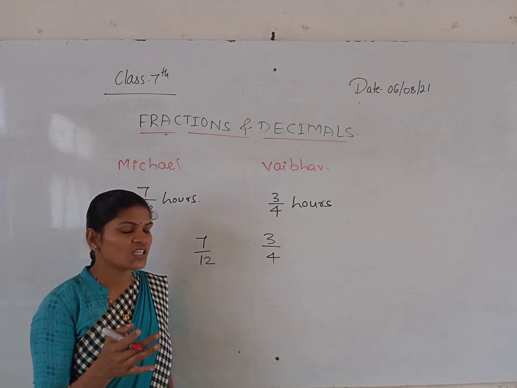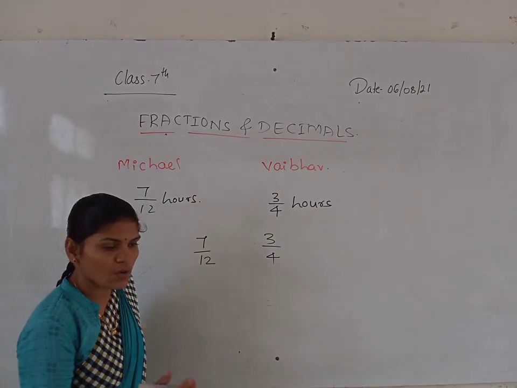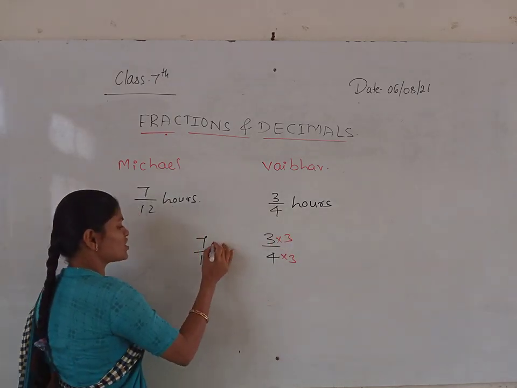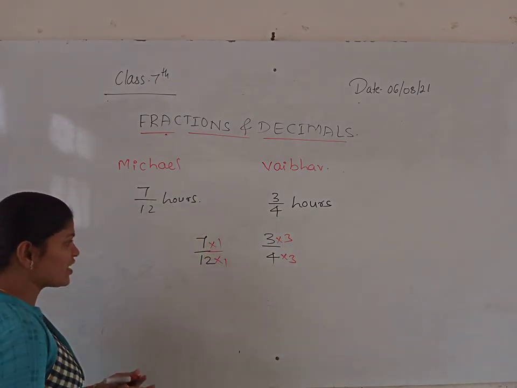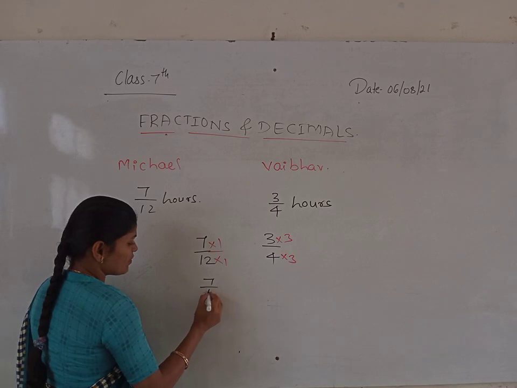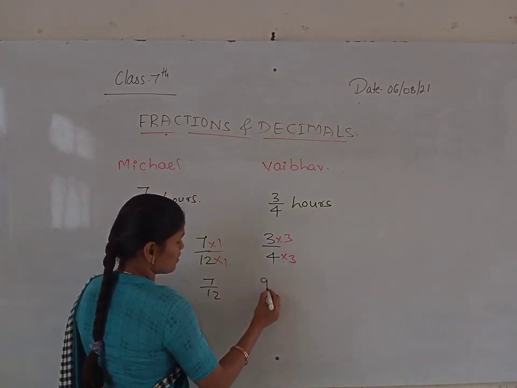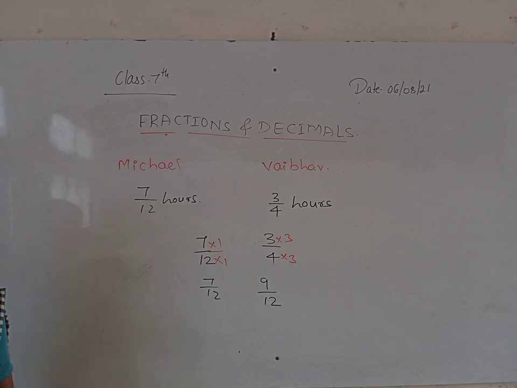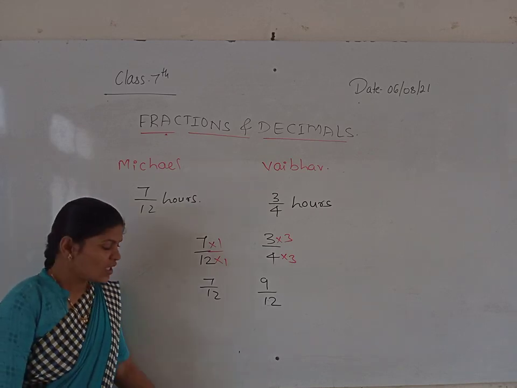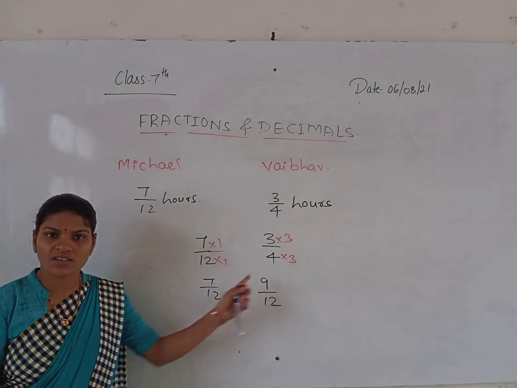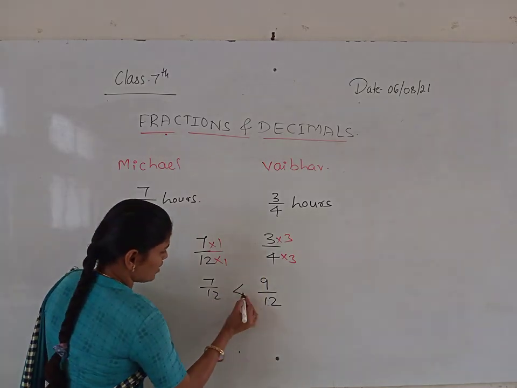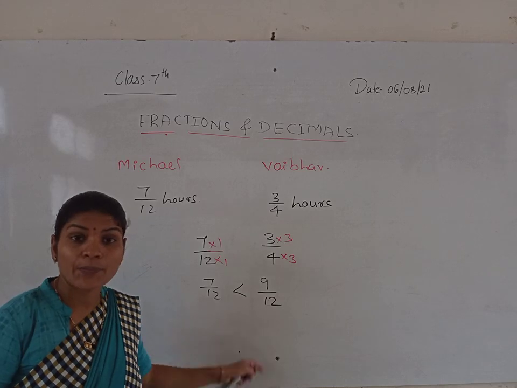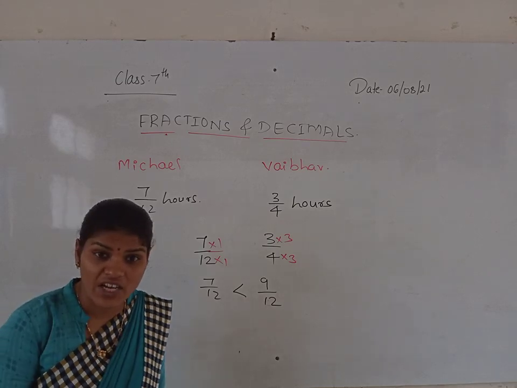So which is the least common multiple? 12. Then we will get the fraction as 7 by 12, and 3 by 4 is 3 threes are 9 by 12. If the denominators are same, then how can we compare the fractions? Which fraction has the greater numerator? That is the greater fraction. Then who took the longer time? Vaibhav took the longer time. By how much? By what fraction?